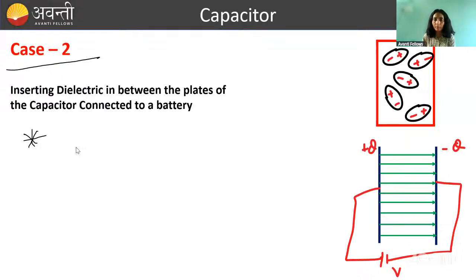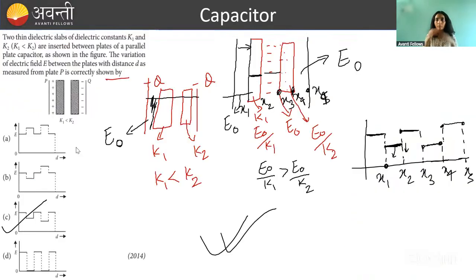Now what will happen here? Let's check with it. Okay, Lakshmi. I will show the previous slide. Do it. Okay, thank you. So let's talk about this case.